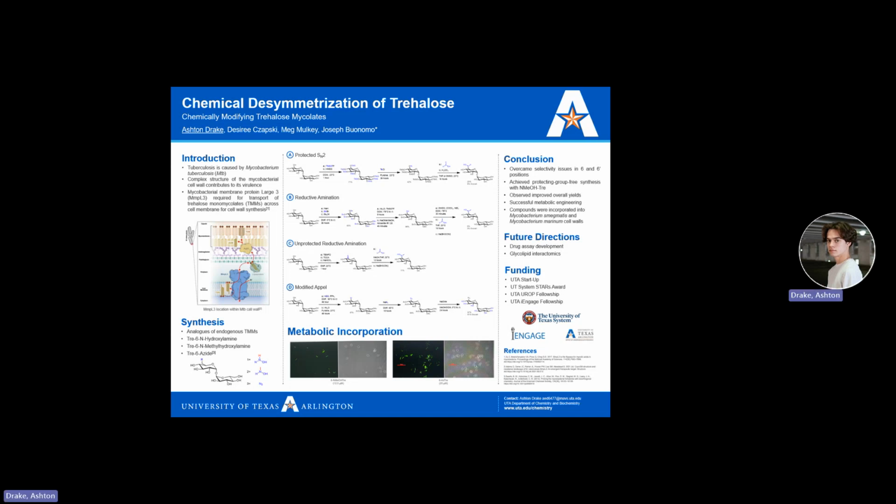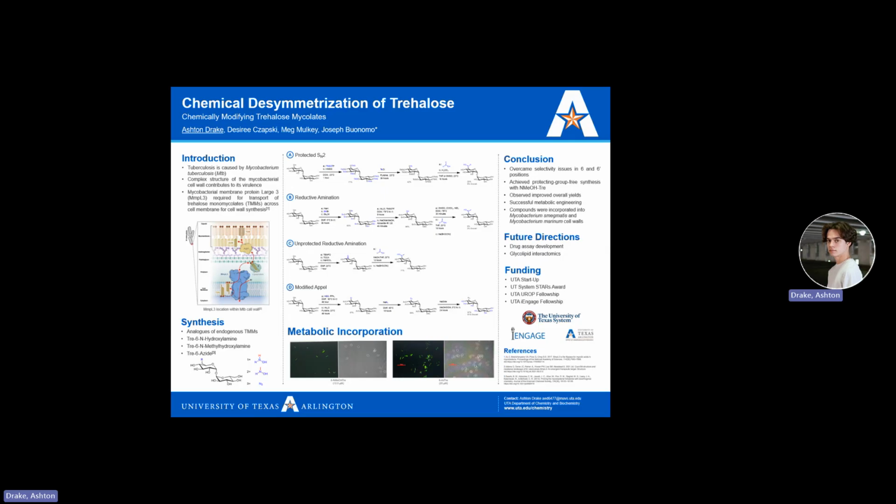The cell envelope, probably a better word, of MTB contains four main layers. This includes the inner layer, the AGP, which is the peptidoglycan galactan complex, the outer membrane, or commonly referred to as the mycomembrane, and the external capsule. For the scope of this project, we're mostly concerned with the mycomembrane and the interactions that occur within it.